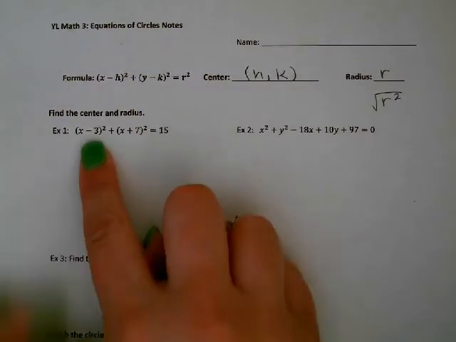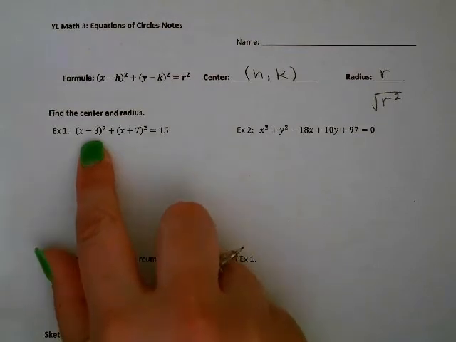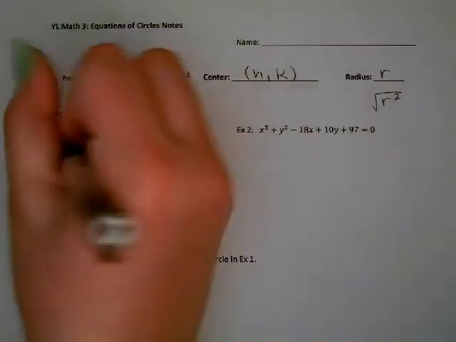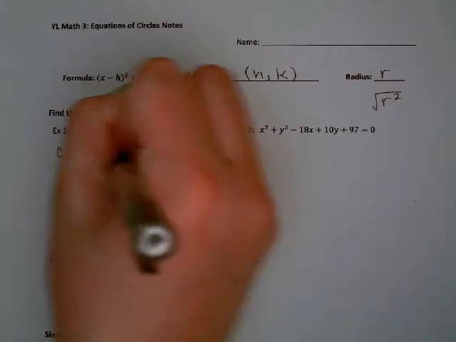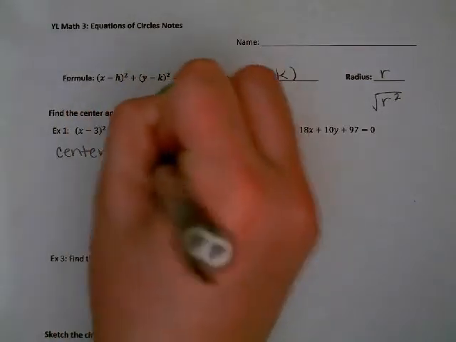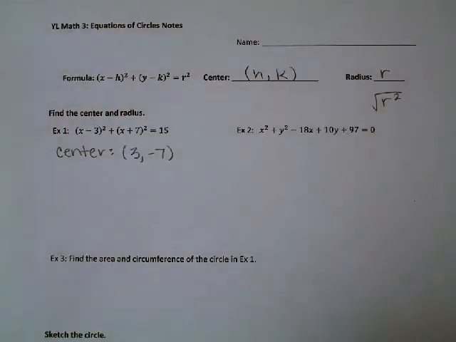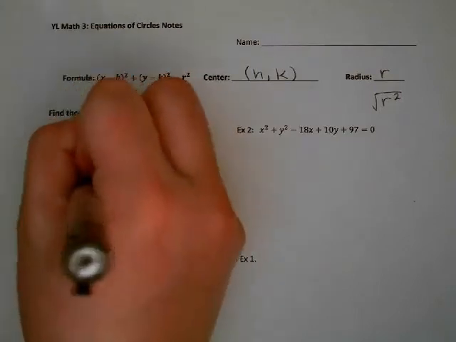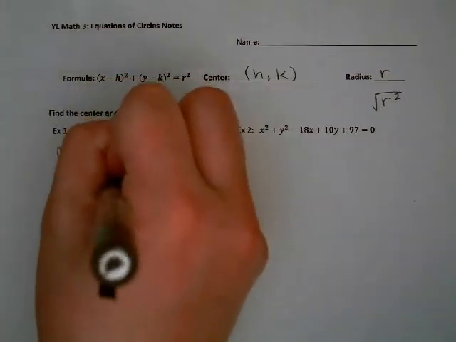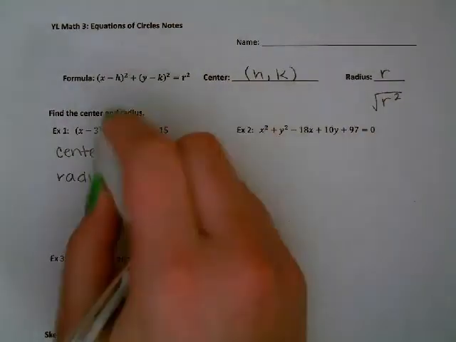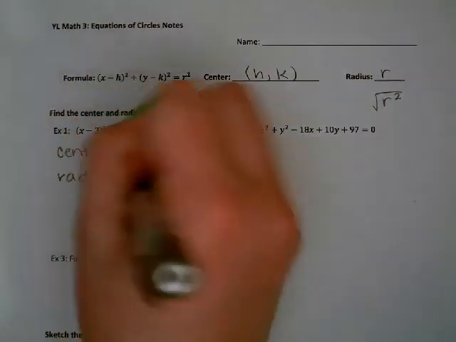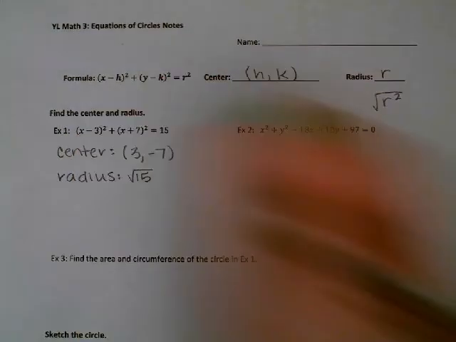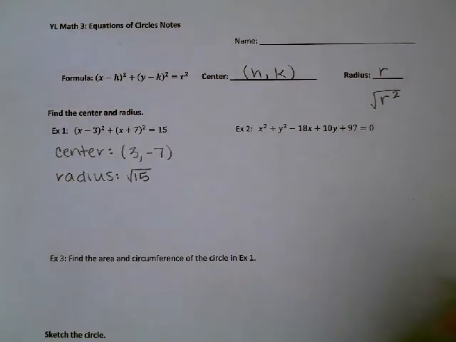So when we're dealing with a problem like this in that standard form, that's really easy to work with. You just say, okay, the center of the circle is going to be positive 3, negative 7. And the radius of that circle is going to be, it's called radius without an S. Goodness gracious. The radius of that circle is going to be the square root of 15. And you're done. So pretty straightforward.